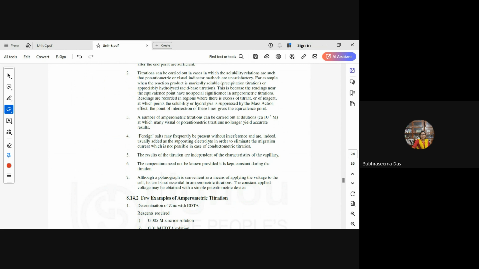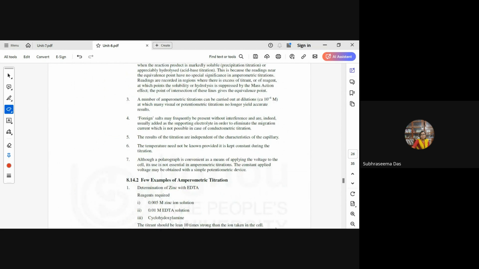The readings are recorded when there is an excess of titrant, an excess of the other reagent. A number of amperometric titrations have been carried out at dilutions of 10 to the power minus 4 molar. Many visual or potentiometric titrations do not work at such dilute concentrations. Foreign salts may frequently be present without interference and are usually added as the supporting electrolyte, which is not possible in the case of conductometric titration.